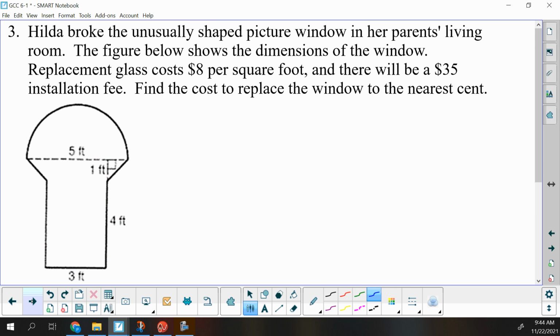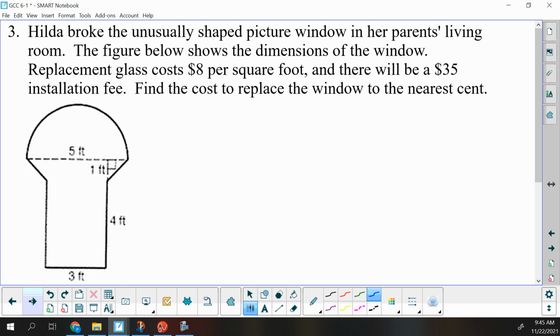Alright, one last question for today. We've got Hilda, and she broke this unusually shaped picture window in her parents' living room. The figure gives us the dimensions. Our replacement glass is going to cost $8 per square foot, and there's going to be a $35 installation fee. We want to find the cost of replacing the window to the nearest cent.